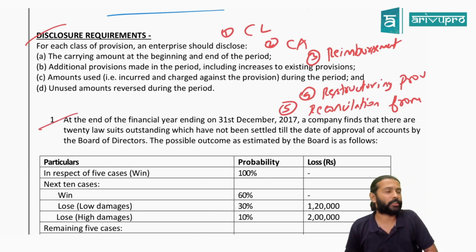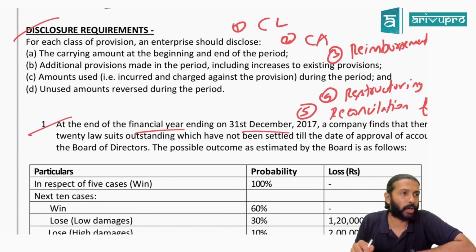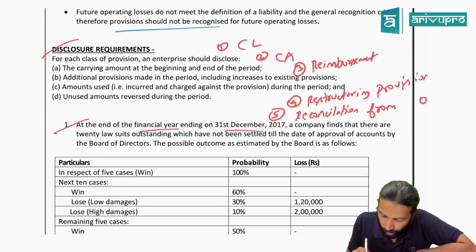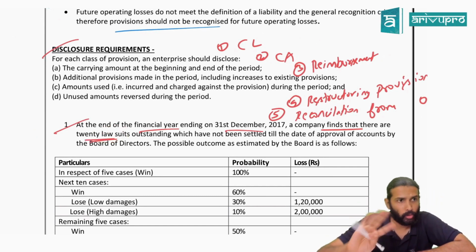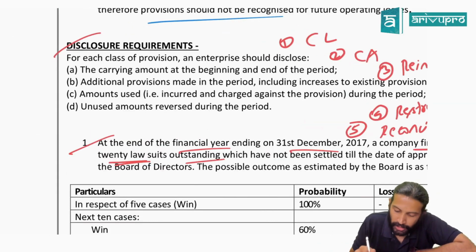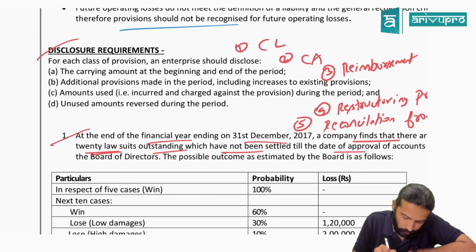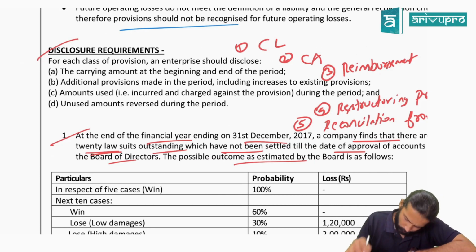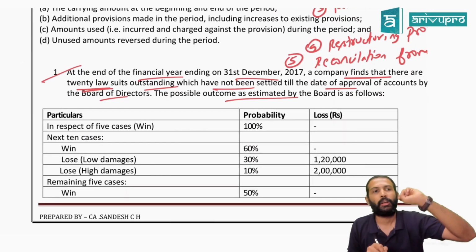Come to question number 1, sir. At the end of financial year ending 31st December 2017, a company finds that there are 20 lawsuits. Not one, 20 lawsuits the company is facing outstanding, which have not been settled till the date of approval of accounts by the board of directors. The possible outcomes estimated by the board are as follows. They've given you various outcomes. How many cases are there? 20 cases.